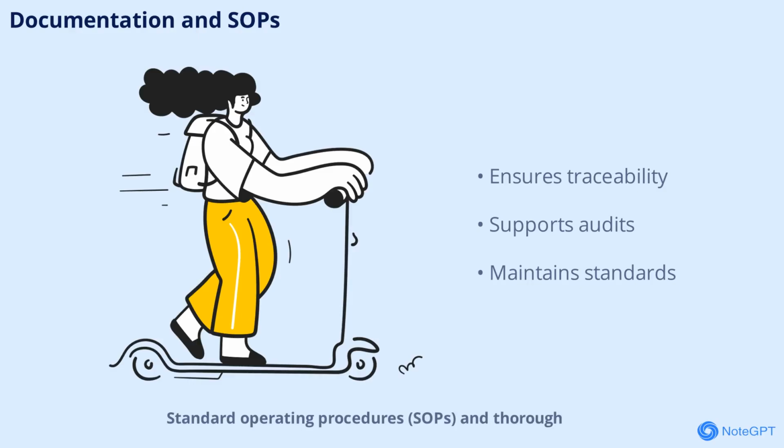Standard operating procedures, SOPs, and thorough documentation are essential for reliable dissolution testing. SOPs cover routine checks, maintenance, cleaning, and performance validation. Proper records ensure traceability and support regulatory audits. Consistent documentation helps identify trends, troubleshoot issues, and maintain high standards in the laboratory.